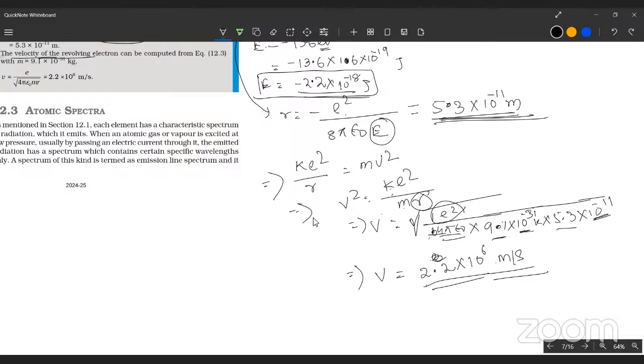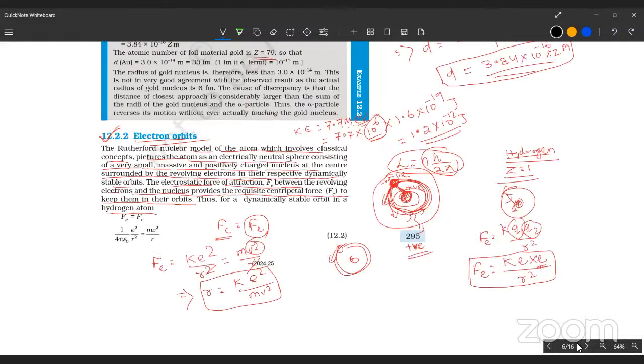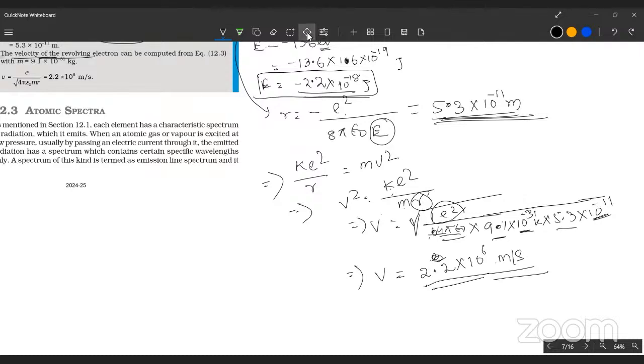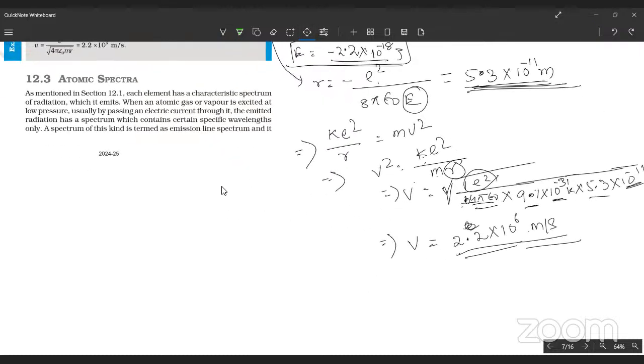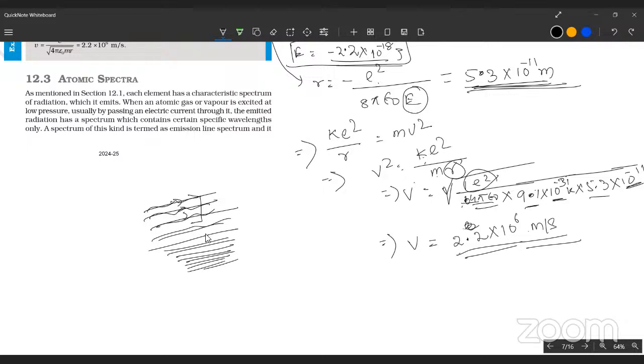So now atomic spectra. Like this type of numerical you can practice for the board exam. So what is atomic spectra? What is the meaning of spectrum? Spectrum means a band. Suppose light of different wavelengths is coming and grouped together, like the visible band of colors, one band. Not discrete values, gradually increasing the wavelength, red to violet. This is a spectrum of the wavelengths.